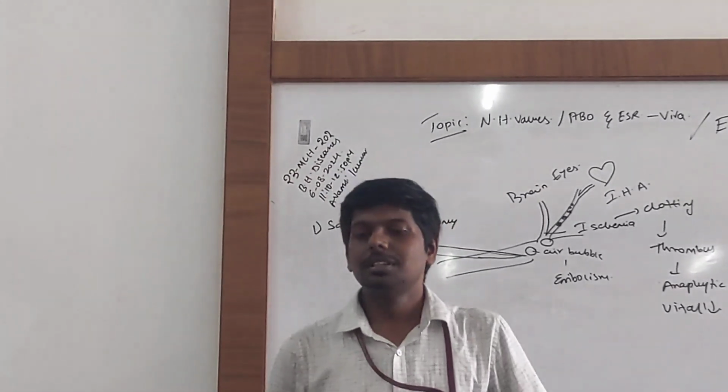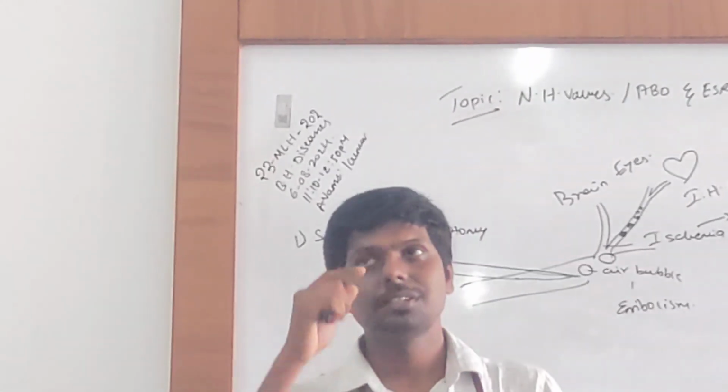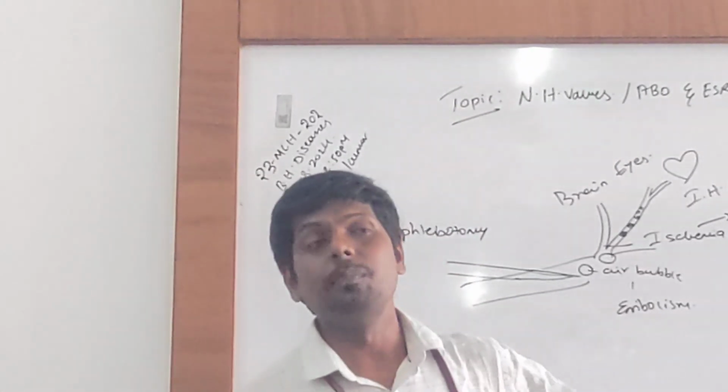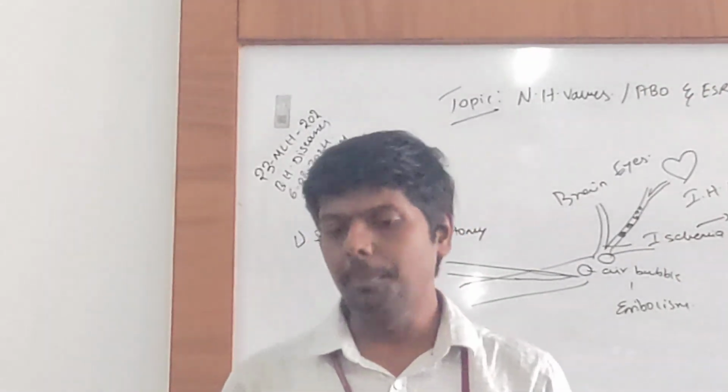Okay, so you can start your practical. The Viva will be on normal hematological values, ABO and ESR. So do the practical now.